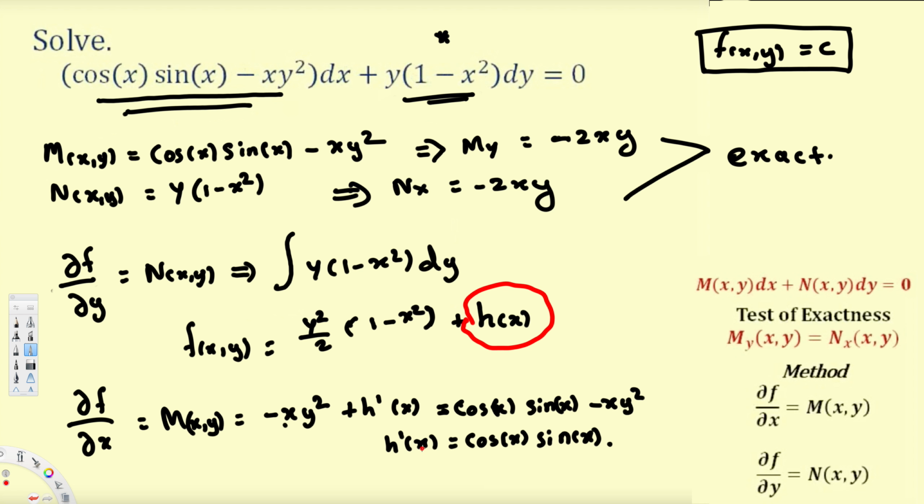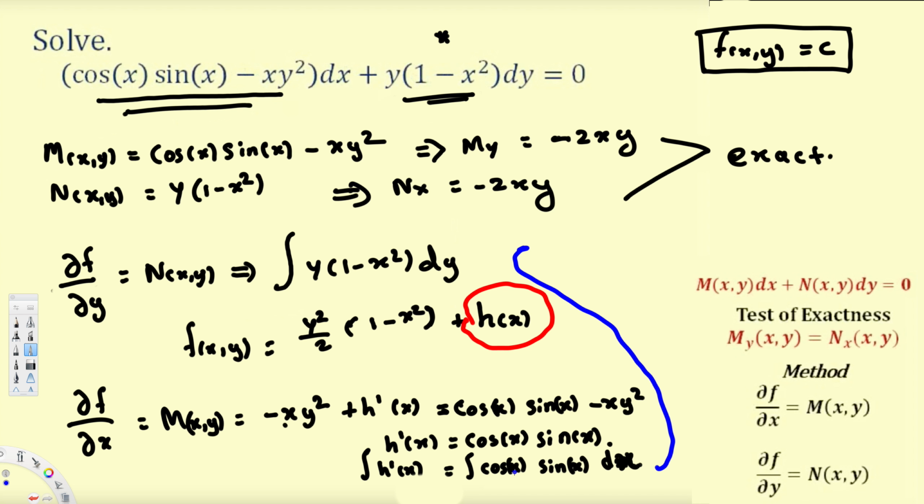Now we have h prime of x, so to find h of x, we integrate both sides. If you integrate h prime of x, this is going to be the integration of cos x sin x dx, so this is going to be h of x equal to... okay, here we have to use u substitution. So here we have to use u substitution.